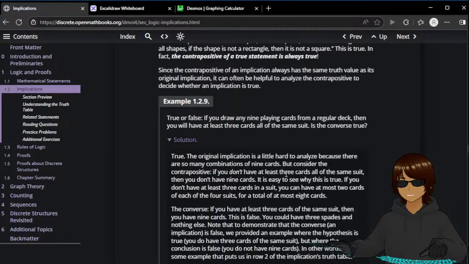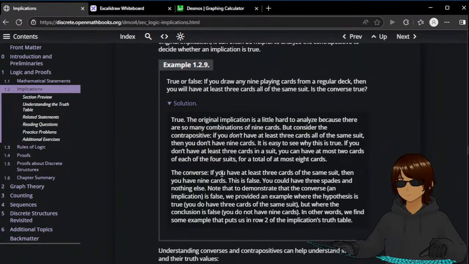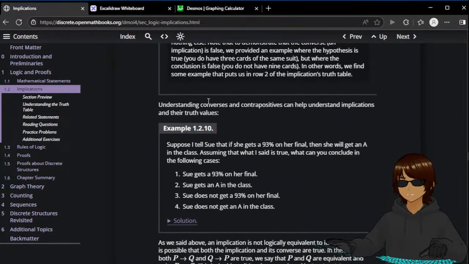It is easy to see why this is true. If you don't have at least 3 cards in a suit, you can have at most 2 cards of each of the 4 suits, for a total of at most 8 cards. Converse: if you have at least 3 cards of the same suit, then you have 9 cards. This is false. You can have 3 spades and nothing else. Okay, I don't understand this example.